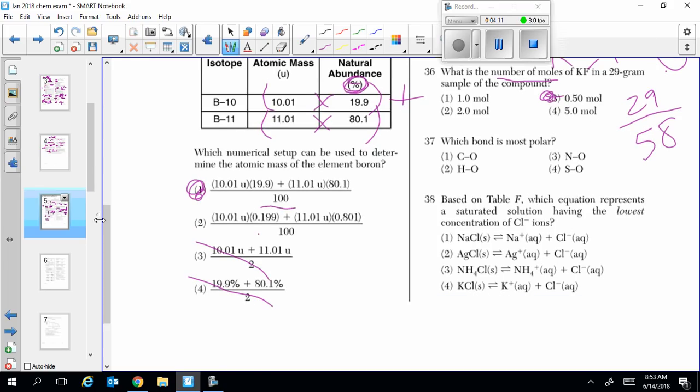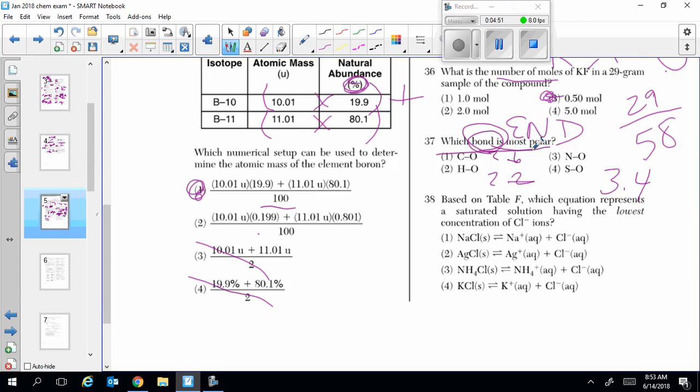Which bond is most polar? If I want to know about a bond, I need to look up electronegativity difference. All of these are with oxygen, so I look up oxygen first. Oxygen's electronegativity is on Table S, and oxygen is a 3.4. So I want whichever one of these is the furthest from 3.4. So carbon is 2.6. Hydrogen is 2.2. So already I'm going to cross off 1 because hydrogen's already further from 3.4.